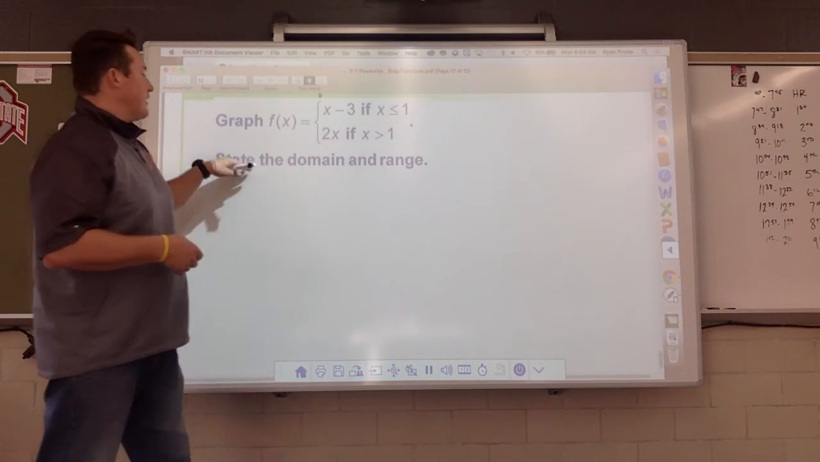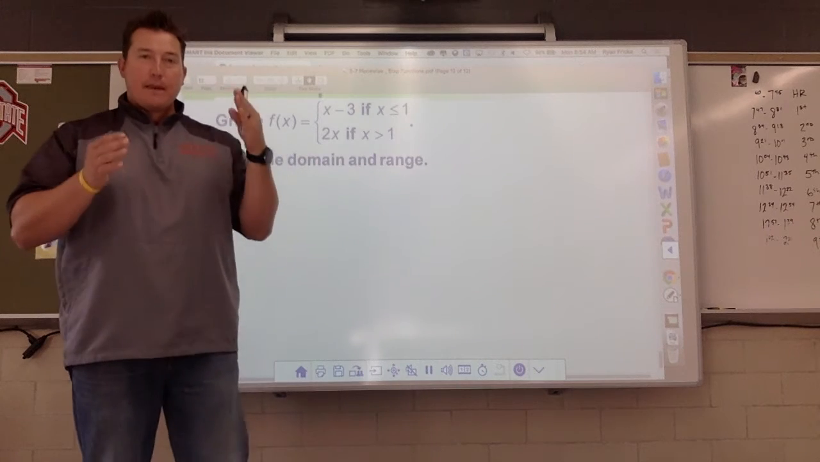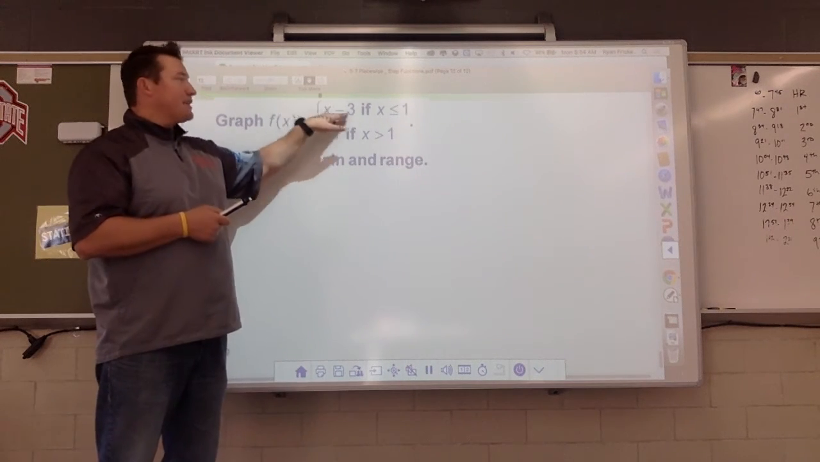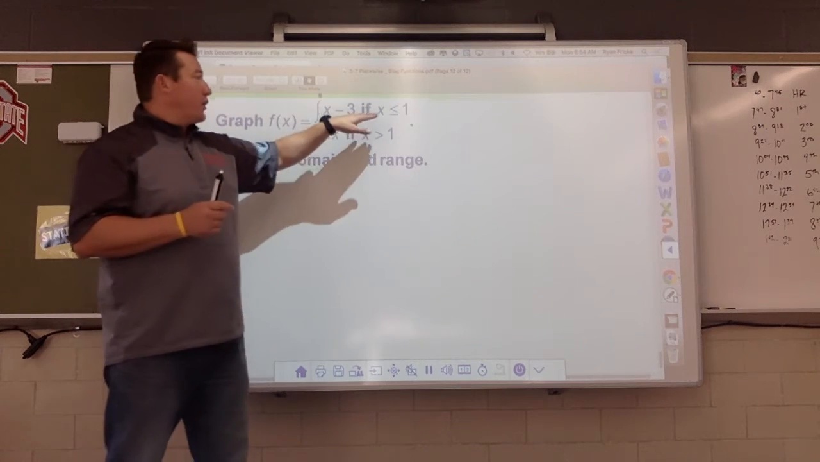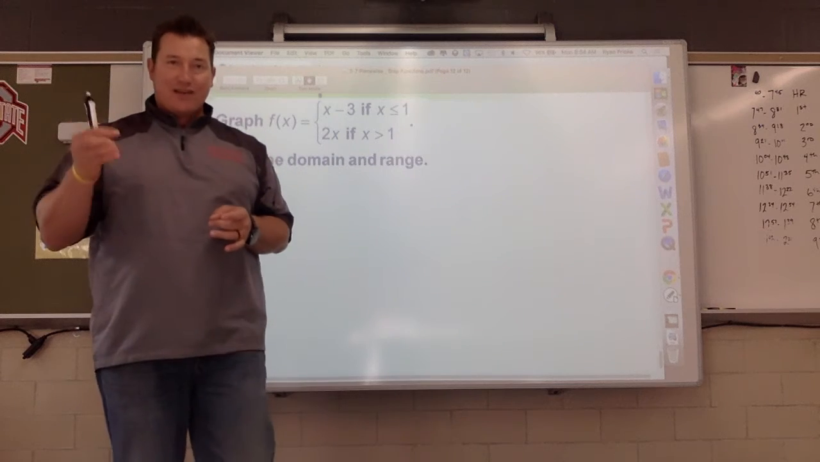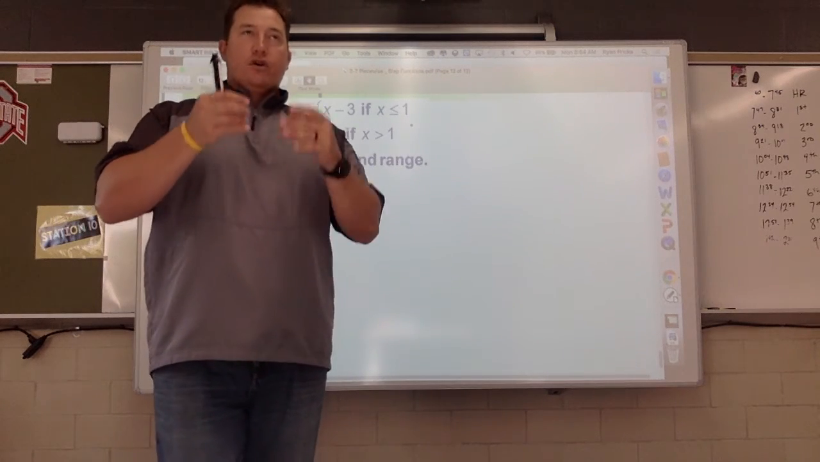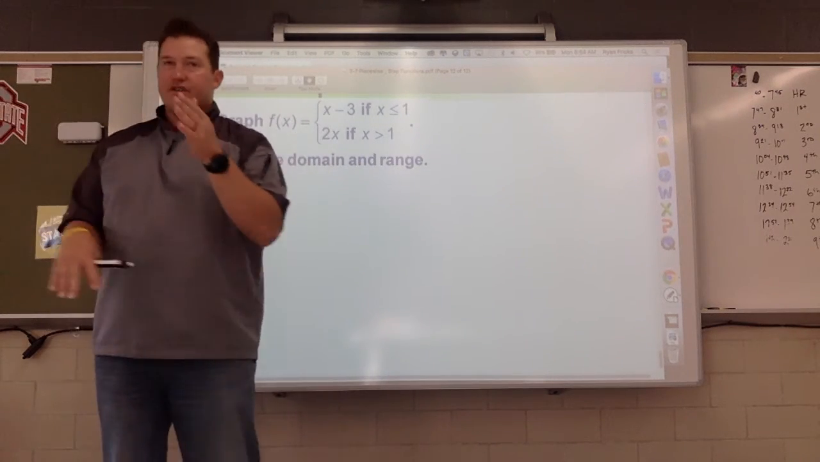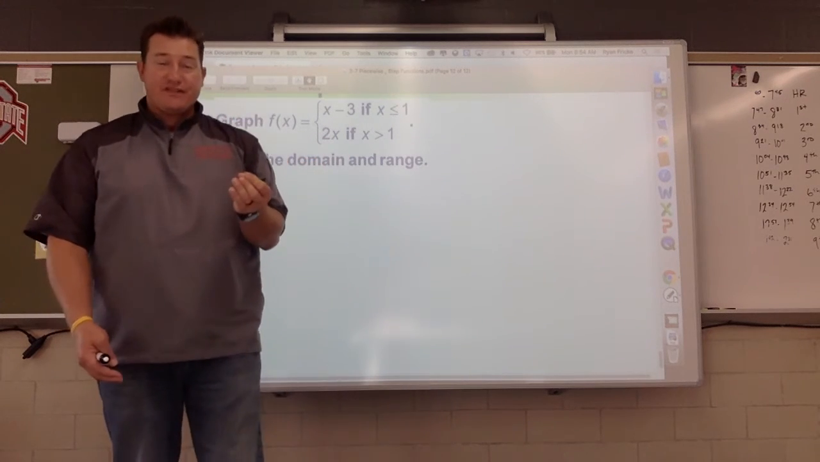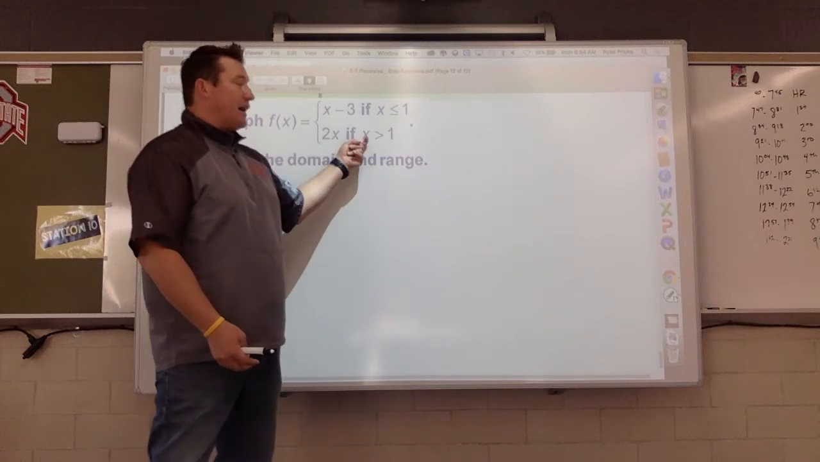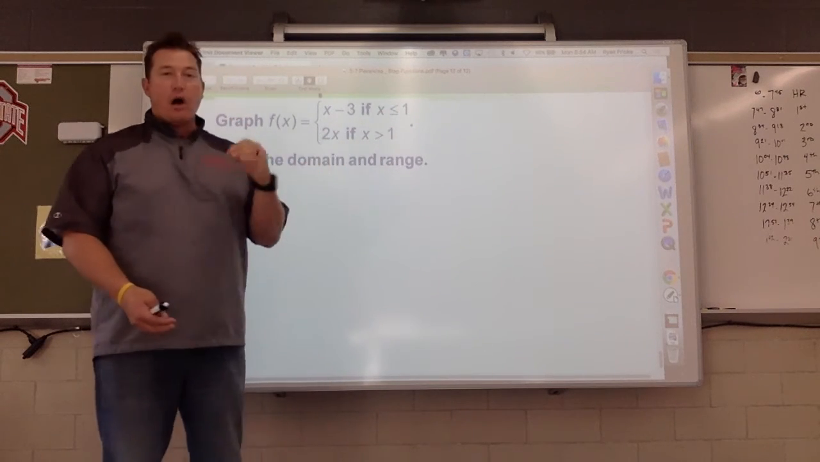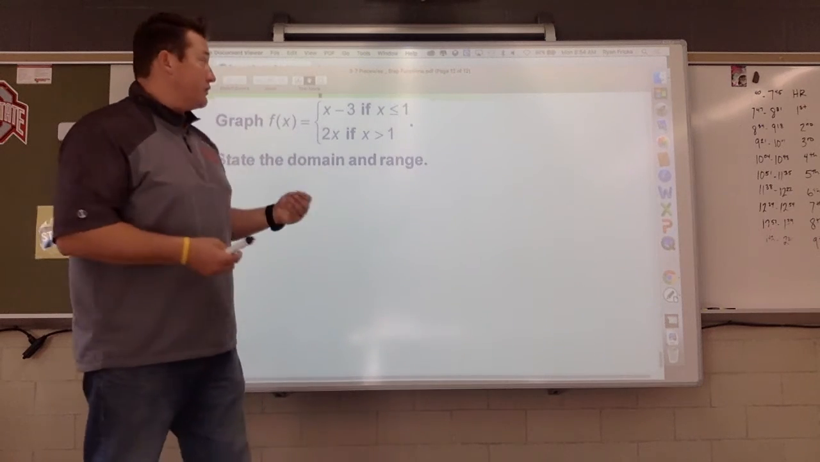All right, here's our last one. Again, here's another piecewise function. Here's the first piece, x minus 3, right? But we are only concerned with that function for x values that are less than or equal to 1. So 1 and then all the numbers to the left of that. Okay, 2x, that's the other piece of the function we want, but only for x greater than 1. So again, use these inequalities to help you with open dot, closed dot.